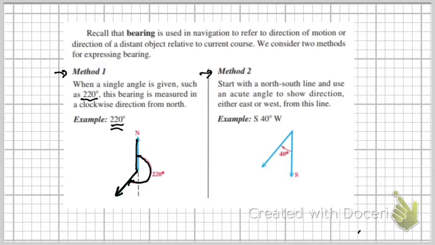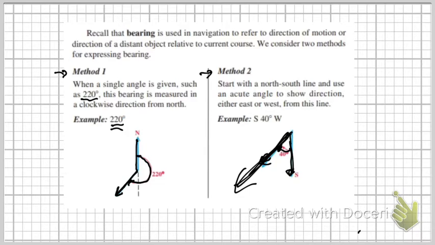Start with a north-south line and use an acute angle to show the direction either east or west from this line. So that simply means, south means I'm starting in this southward direction here. Okay, and then it says 40 degrees west. And then that's where I'm going to draw my other one. And this is actually going to be the direction we're traveling in right here. This is just my starting point, just like it was for the first one.